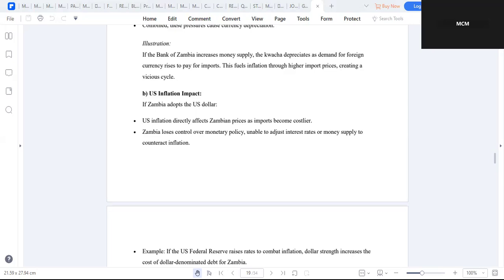So dollarization, in short, actually makes Zambia very vulnerable to external shocks. Of course, it helps to stabilize transactions and avoid hyperinflation from excessive printing of local currency. But it exposes the economy to US inflation and interest rates, and there will be little room for domestic policy response. That would be the implication.